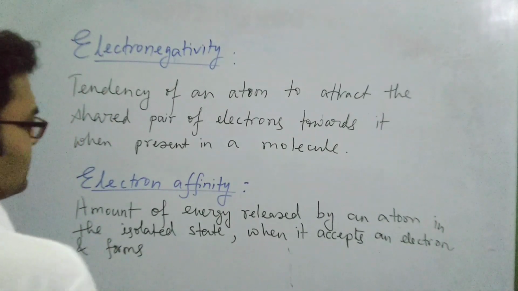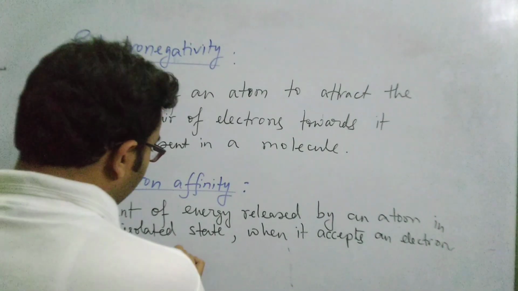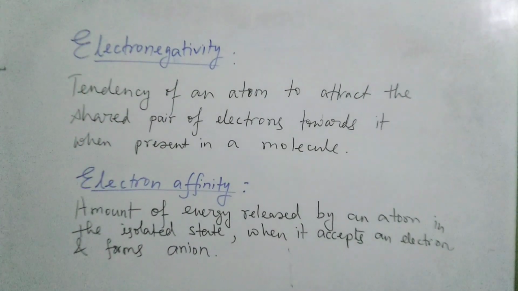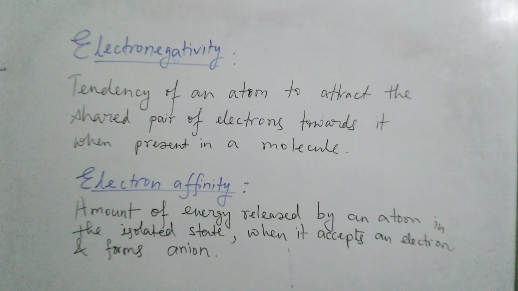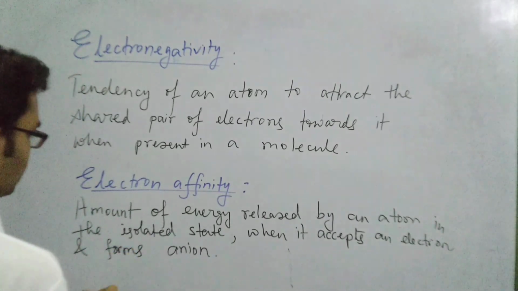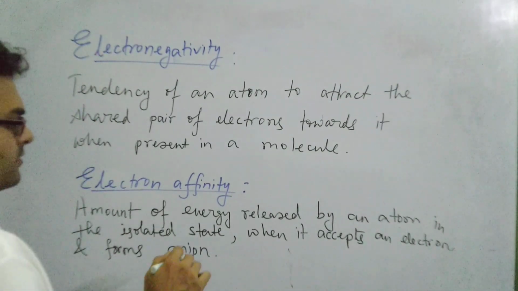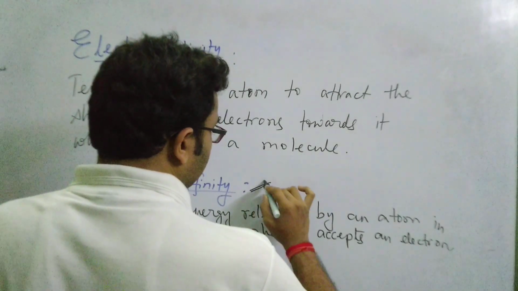What is a negatively charged ion called? It is called an anion. So it's the amount of energy released by an atom in the isolated state when it accepts an electron and forms an anion. Okay, so it's clear. This is what we know as electron affinity. In simple words, electron affinity can also be regarded like this.